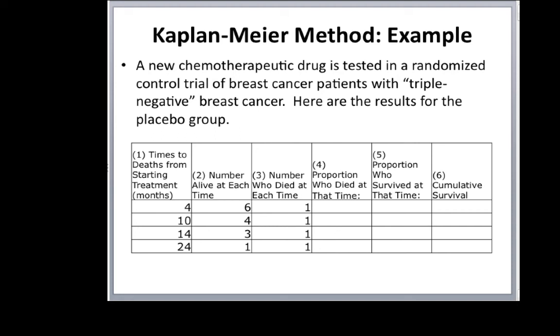I've taken a situation where I want you to pretend you've developed a new chemotherapeutic drug, and it's supposed to help treat triple-negative breast cancer. Okay, so that's breast cancer tumors that don't have the estrogen receptor, don't have the progesterone receptor, and don't have the HER2 receptor as one of the genes or mutations that leads those cells to become cancer cells, right?